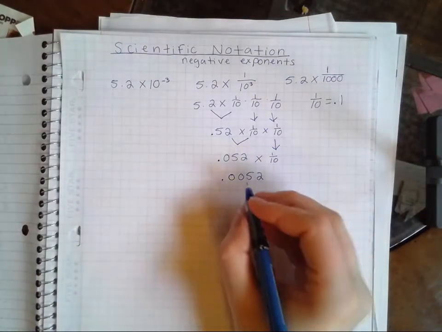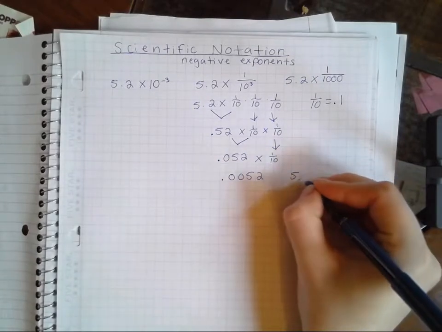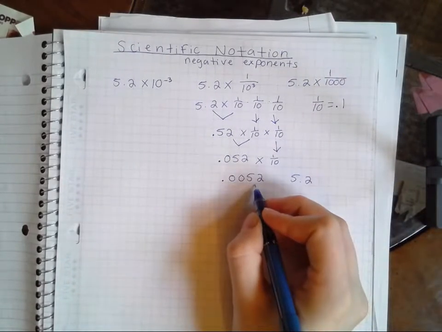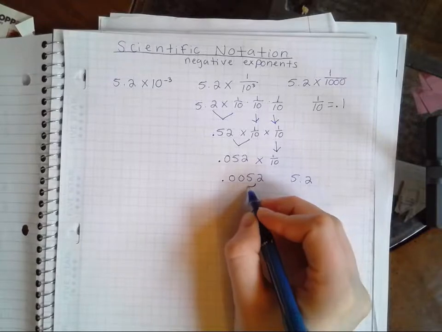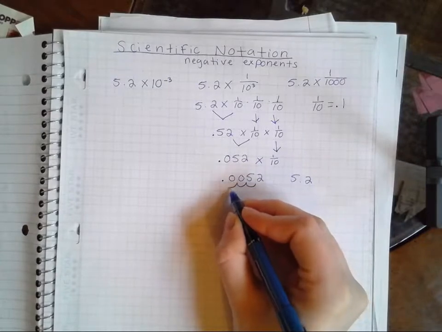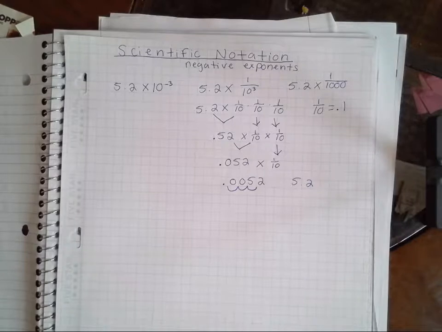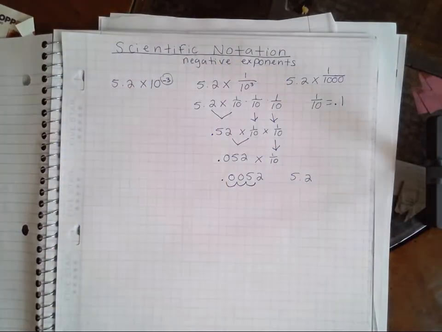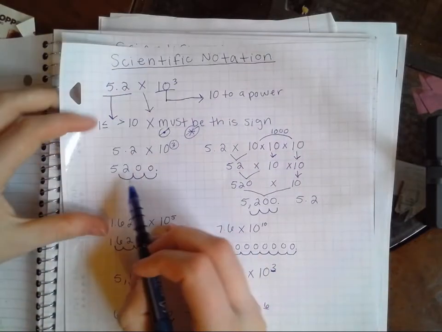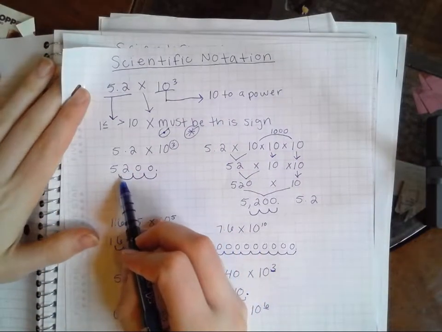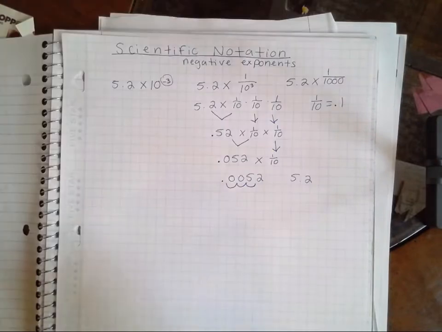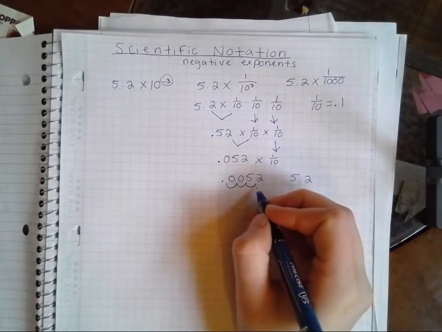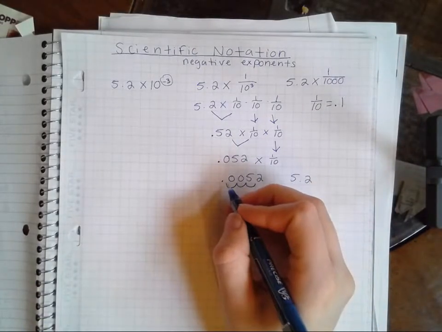If we compare this to the original 5.2, our decimal point used to be right here between the 5 and the 2, and we've moved it over 1, 2, 3 to the left. So we moved it 3 to the left. That's what that negative exponent does. The positive exponent takes the decimal and moves it 3 to the right. The negative exponent takes that decimal and moves it 3 to the left.